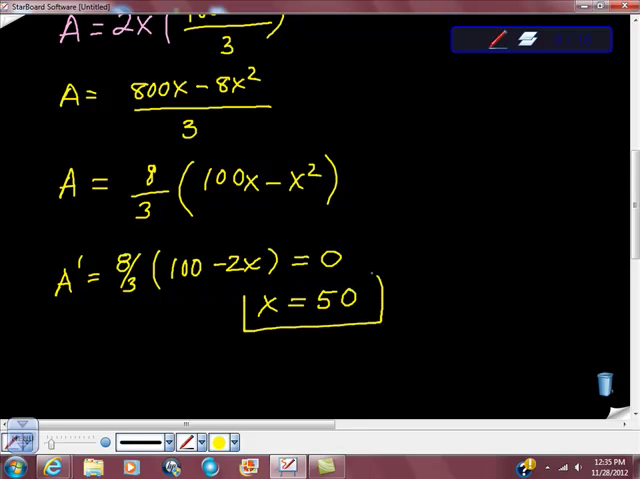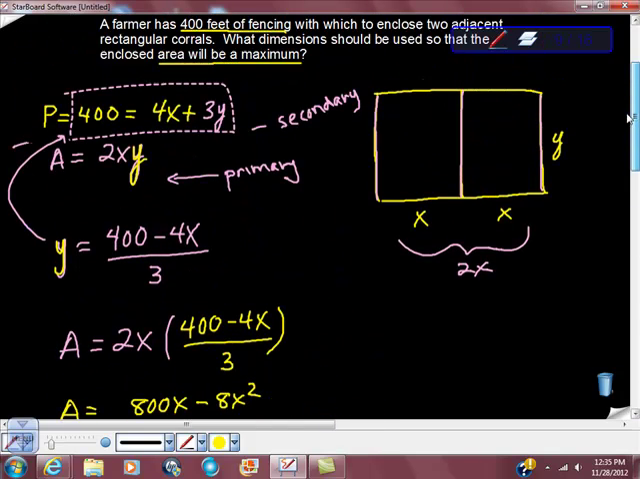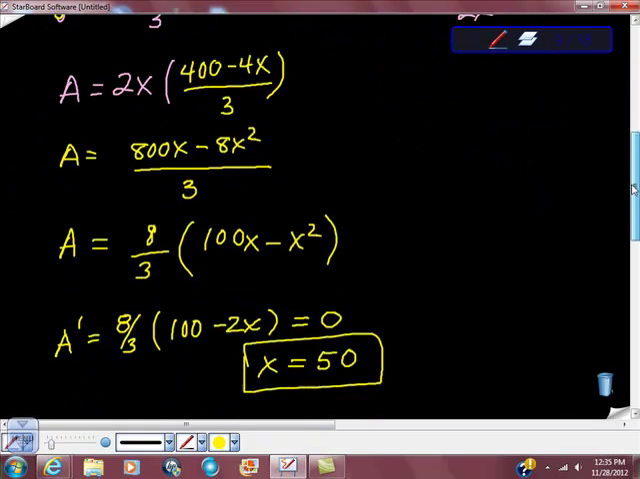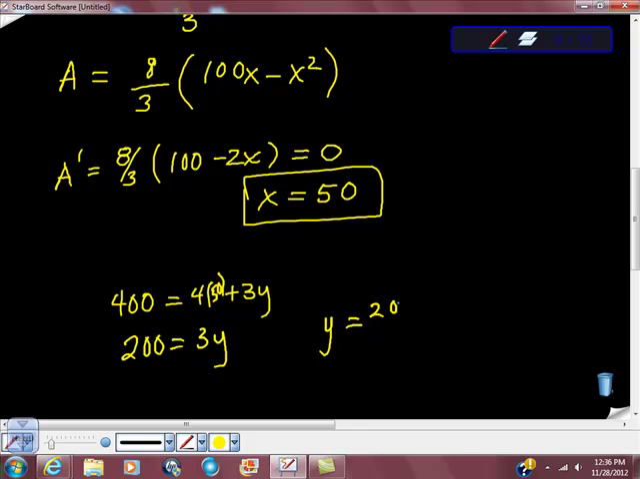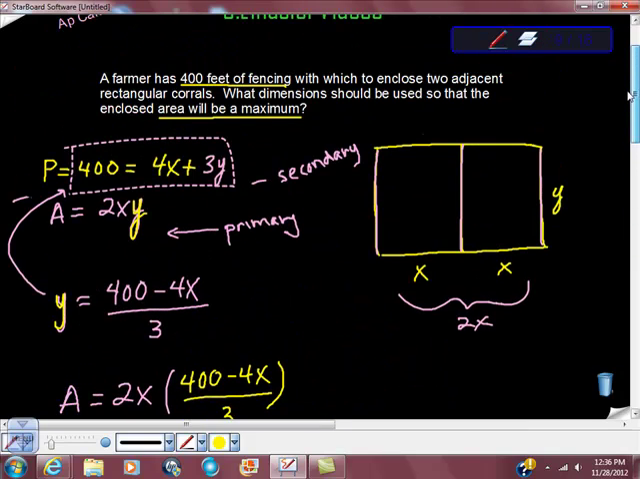So here we're looking for our dimensions. So x is 50, so it's a 50 by something. And then what would I do? I'd go back up here, and I have 400. This is my perimeter equation, 400 equals 4x plus 3y. Let x equal 50. So 200 is equal to 3y. y is equal to 200 thirds. And let me just take a quick look. We're done, I think.